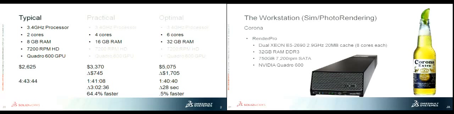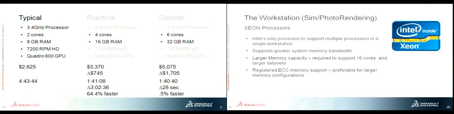All right. So like I said, we're going to take a little bit of a side shoot here for the processors and talk about the workstation that we used for simulation and photo rendering. This is Corona, the name that we gave this machine. It was another box machine that they lent to us, a Render Pro. It's running dual Xeon processors, 8 cores each, 32 gigabytes of DDR RAM, a 750 gigabyte hard drive, and an NVIDIA Quadro 600. So this machine that we have set up here is great for exactly what we're working on here.